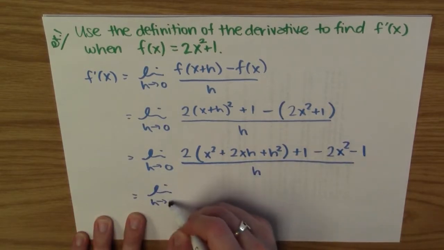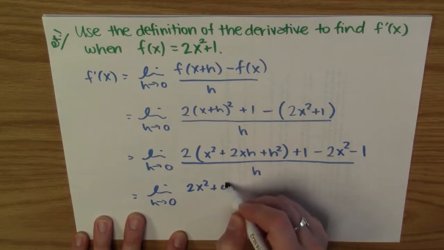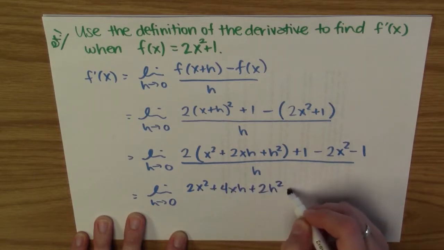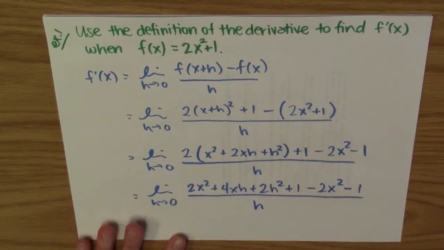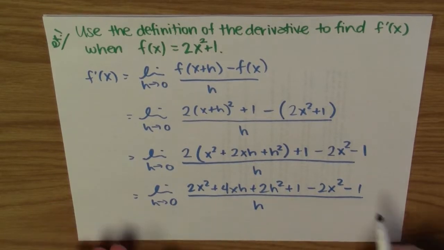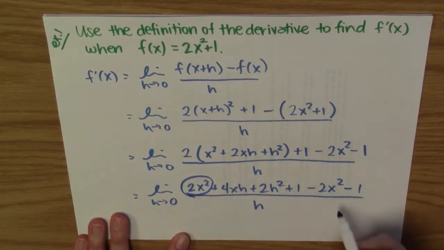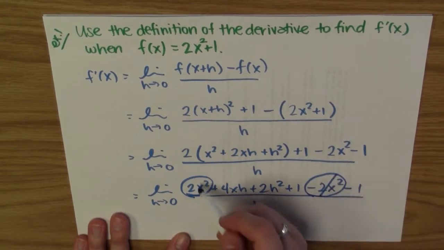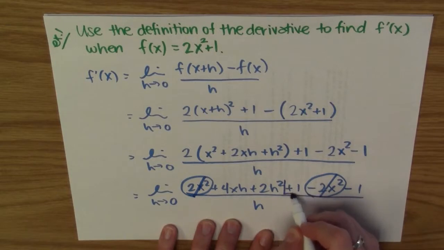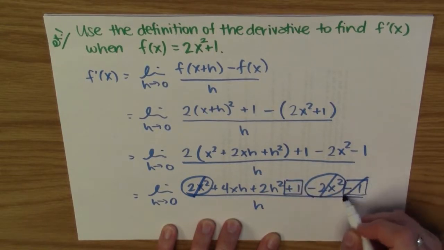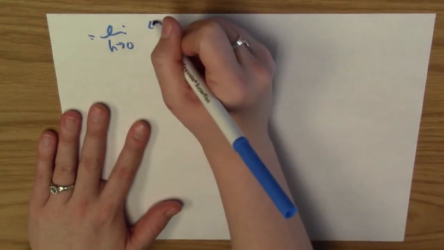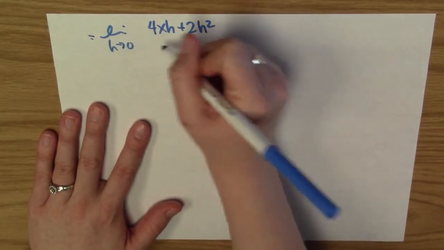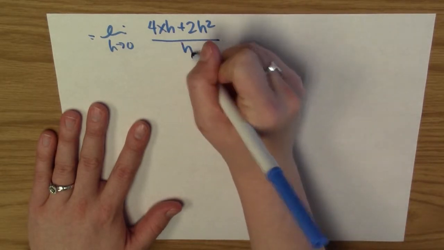Next, I'm going to distribute the 2, so I have 2x squared plus 4xh plus 2h squared plus 1 minus 2x squared minus 1 all over h. Now, I look at what I have here. Here I have a plus 2x squared, and here I have a minus 2x squared. So these guys cancel. Here I have a plus 1, and here I have a minus 1, so these cancel. That means I'm left with the limit as h approaches 0 of 4xh plus 2h squared all over h. All the other terms canceled.